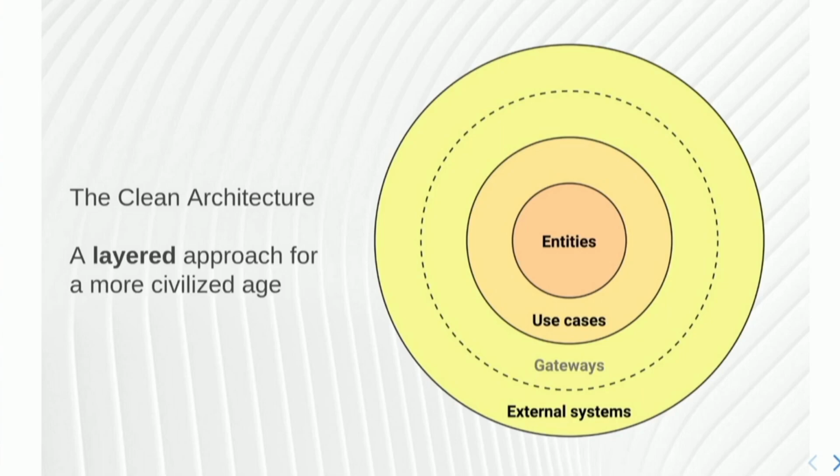So if you create something in the use cases layer or ring, you can see everything that has been defined in the same layer, use cases, and everything that has been defined in entities. You're not allowed to access anything that has been defined outside. And that has to do with dependencies.